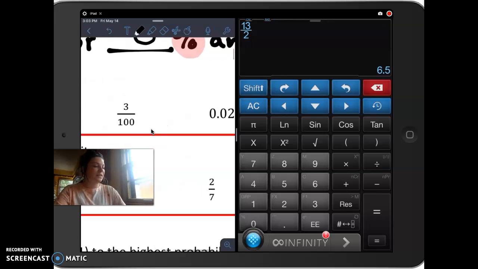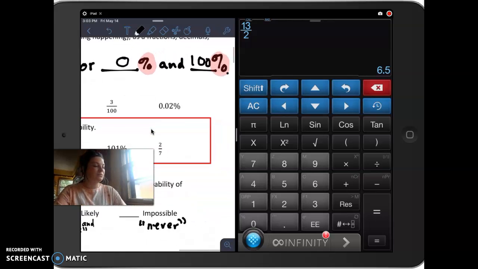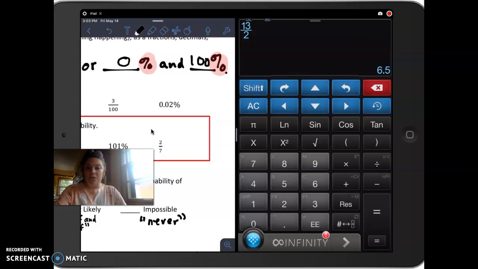And then finally, oh, we got 2 more actually. 3 out of 100. Now, 3 is smaller than 100, so it's going to be smaller than 1. Again, if that's something you're uncomfortable with, you didn't learn that, you're not exactly sure what I'm talking about, that's okay. Go to your calculator, put in the fraction, press the equal sign. This is between 0 and 1, so yes, that is a percent or a probability.